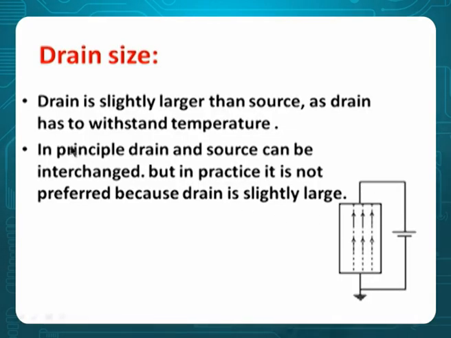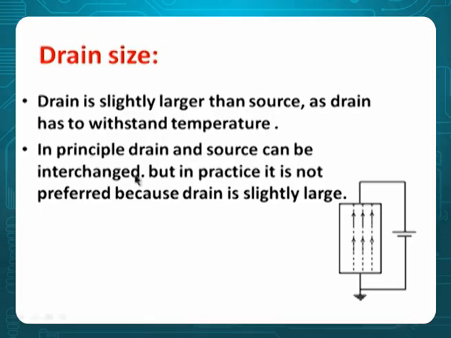Then drain size. Generally people think a drain and source can be interchanged. I am talking on that. Drain is slightly larger than source as the drain has to withstand temperature. Because when carriers are going from source to drain, they will be accumulated there and the need is for it to be a little larger. May not be as large as the collector, but a little larger. Therefore, in principle, drain and source can be interchanged, but in practice it is not preferred. It's not interchanged because the drain is slightly larger.